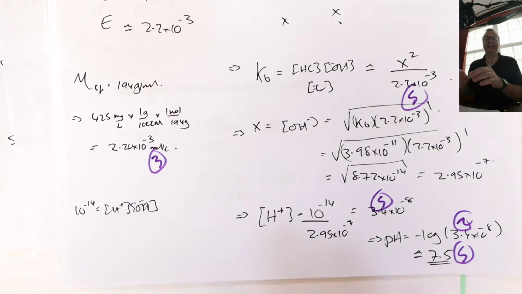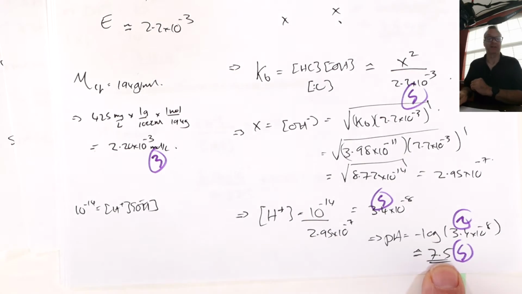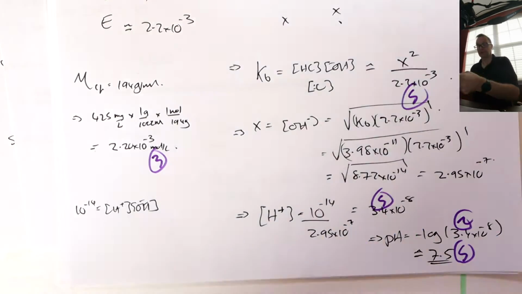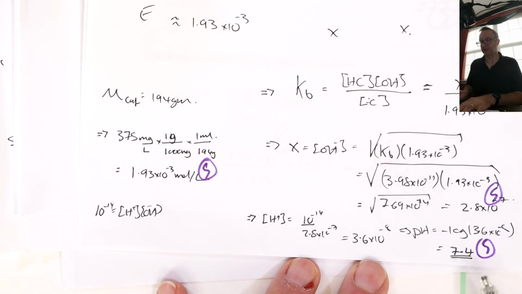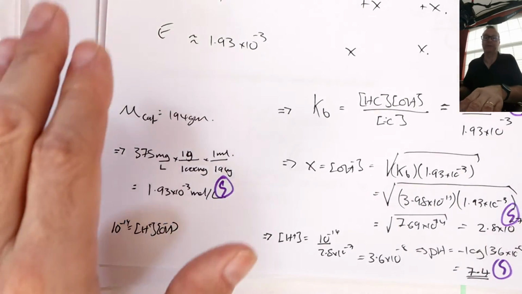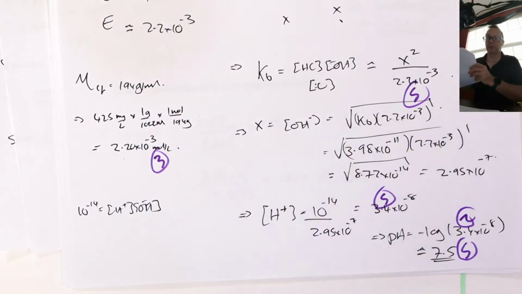So, caffeine itself is slightly basic, right? Here, 7.4. Again, freeze to get details, 7.4, and obviously you can see where the points were awarded.